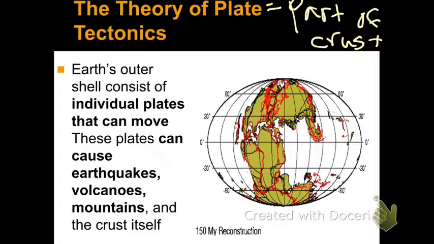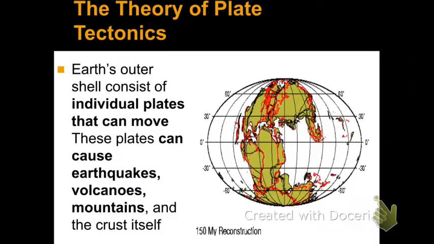But that is the theory of plate tectonics. So the individual plates are moving, and because they move, you get earthquakes, you get volcanoes, and you also get mountains. So hopefully you're done writing that down. And I did want to point out one other thing before we move on.